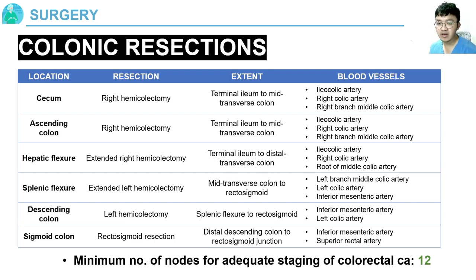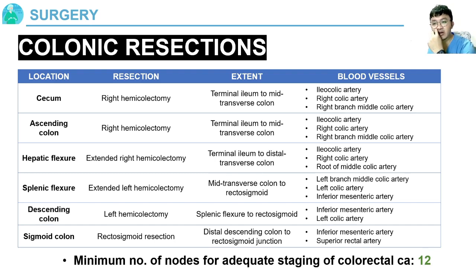For the splenic flexure, you have an extended left hemicolectomy. You can't just do a left hemicolectomy. You just need to extend it to the more proximal mid-transverse colon. For extended left hemicolectomy, you need to remove the left branch of the middle colic artery, the left colic artery, and the inferior mesenteric artery, which supplies the rectosigmoid. A good way that I remember this is if you have a flexure, it's usually extended. Hepatic flexure, extended right. Splenic flexure, extended left.